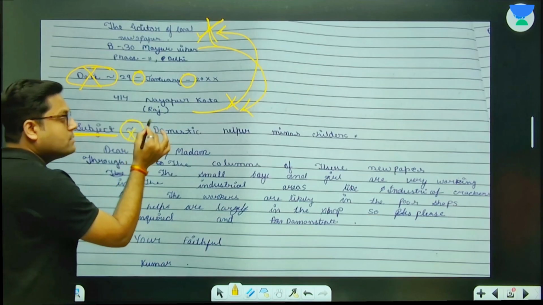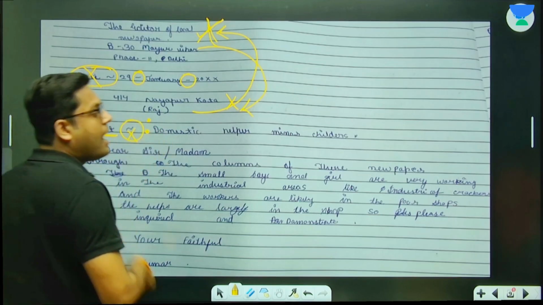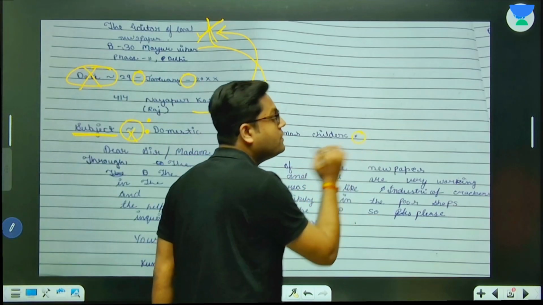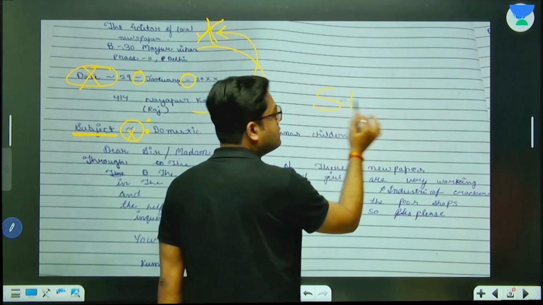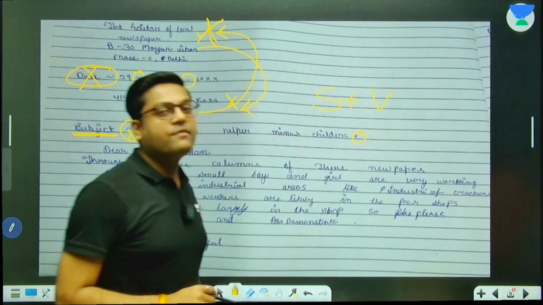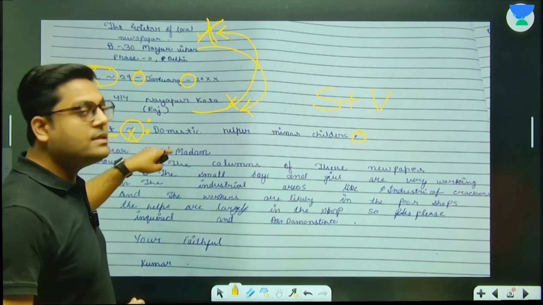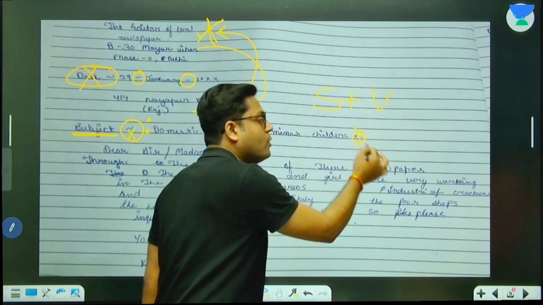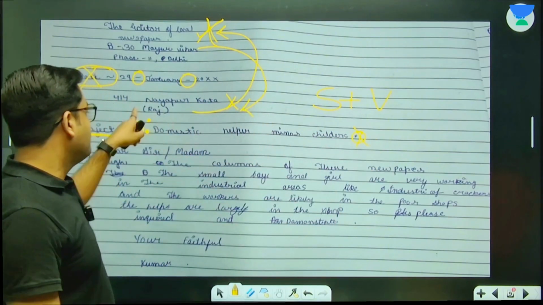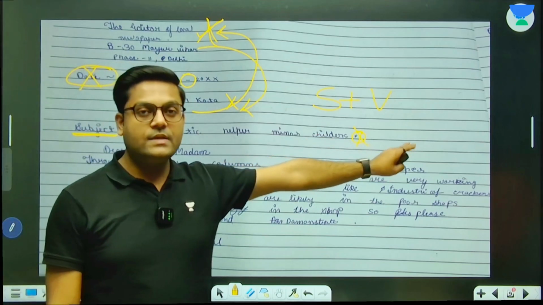We always place a colon and we do not use a full stop. As you know, it is a subject, not a sentence. A sentence is the one which comprises of a subject and a verb. It is just a subject and not a sentence. So therefore, we do not use a full stop. Just a colon and leave the sentence as it is.